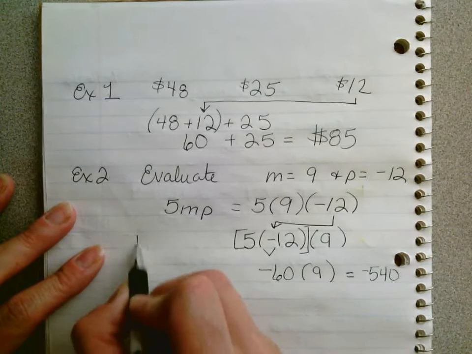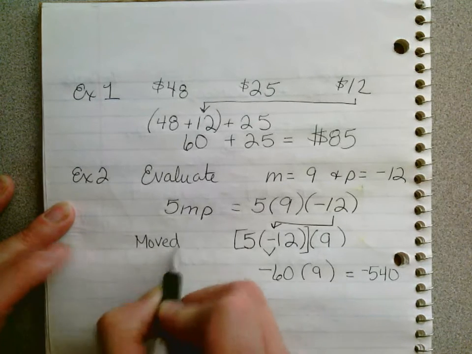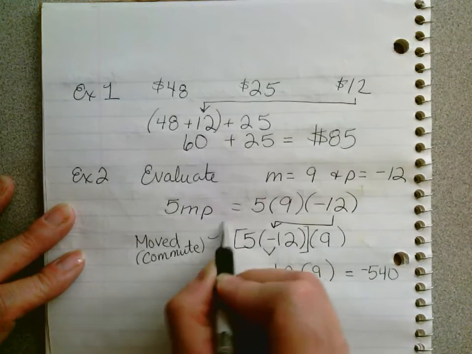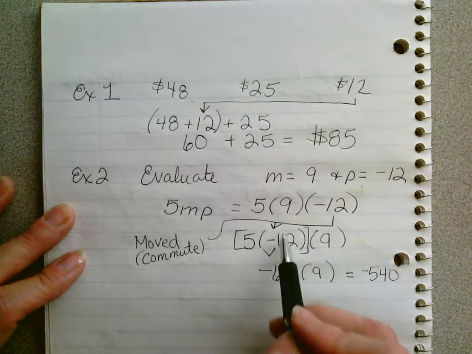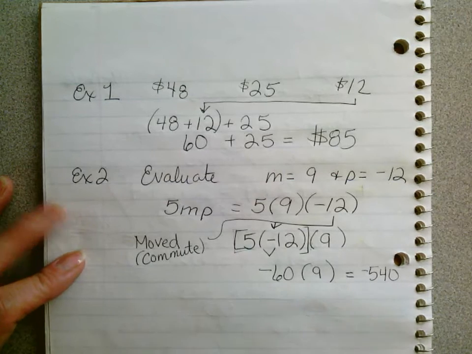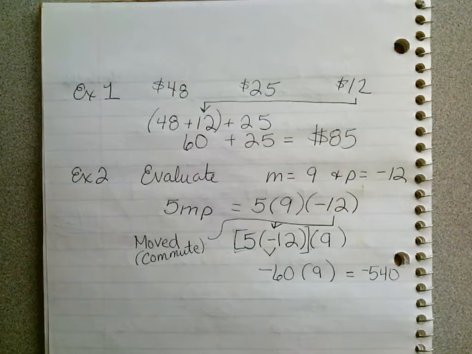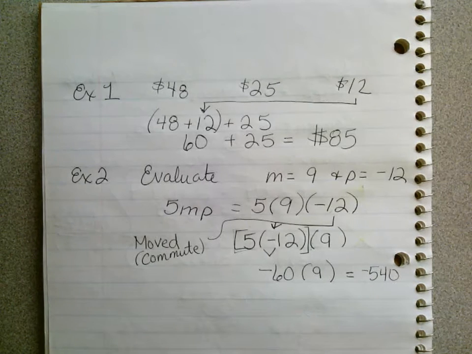Okay, so we moved, which if you remember was commute, right here. And I then grouped these together. Now the order of operations states that I would have done that anyway because those two are done first in order from left to right, but I just wanted you to visually see that. Okay?